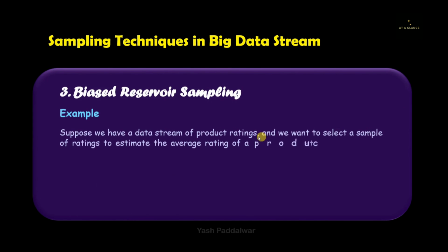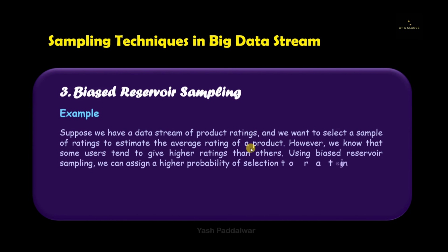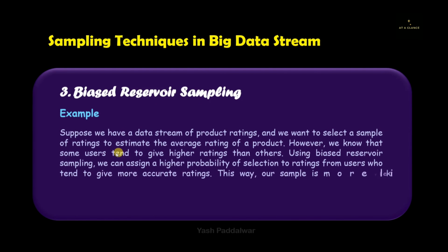Now let's have a look at the example. Let's consider a scenario where we have a data stream of product ratings and we want to select a sample of ratings to estimate the average rating of a product. Now there might be millions of users who are rating a particular product. So in this case, we should create some criteria for selecting only those customers' ratings who are going to be a part of the sample.